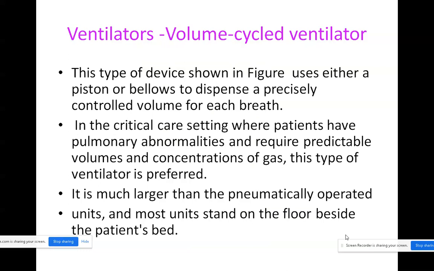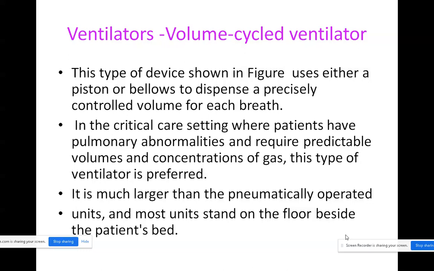Here you will be using either a piston or bellows to dispense a precisely controlled volume for each breath. So for each breath, how much amount of gas has to be taken inside will be determined by the piston or bellows. Okay, in the critical care setting where patients have pulmonary abnormalities and require predictable volume and concentration of gas, this type of ventilator is preferred.